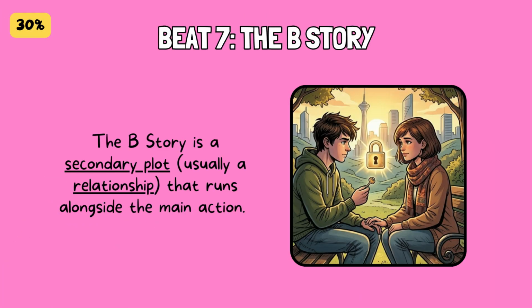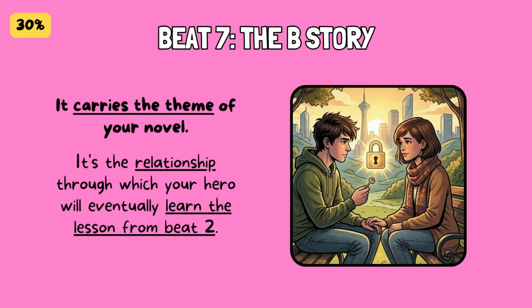Beat 7, the B story. The B story is a secondary plot, usually a relationship, that runs alongside the main action. But it's more than just a subplot. It carries the theme of your novel. It's the relationship through which your hero will eventually learn the lesson they couldn't hear when it was first stated.